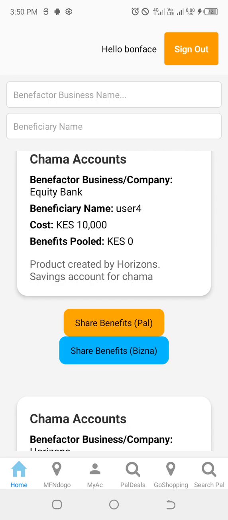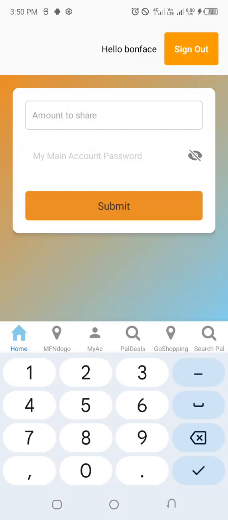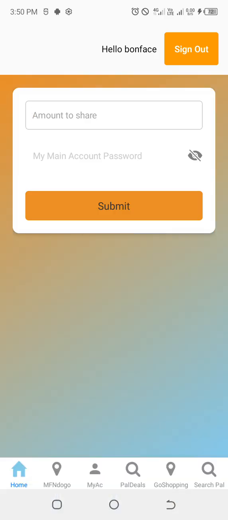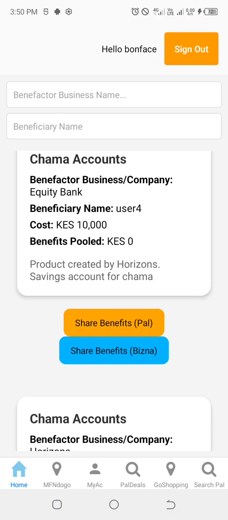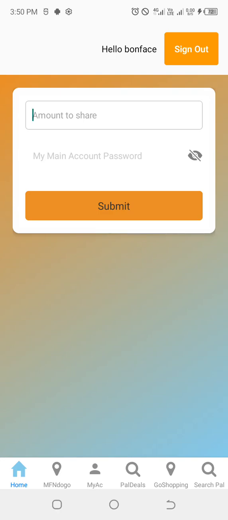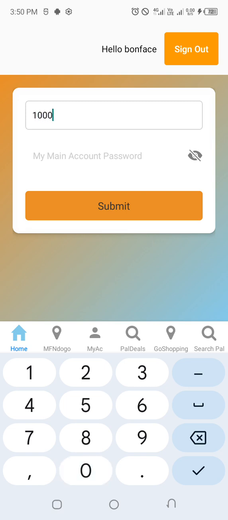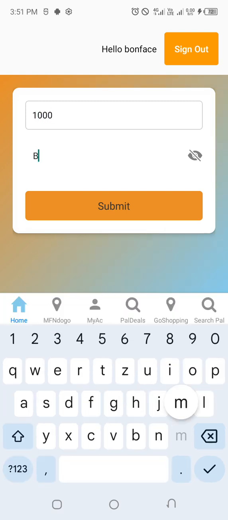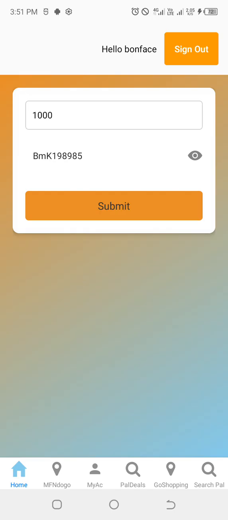So let us share benefit. The amount to share, I have 1888, and if you recall, this one doesn't have any benefits pooled, so it's zero. You can see Kenya shilling 0. So let's contribute 1,000. You see, share benefit, amount to share is 1,000. Main account BMK 1989-85. Yes. So let's see how this works.